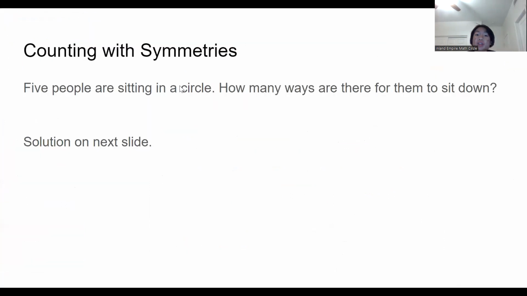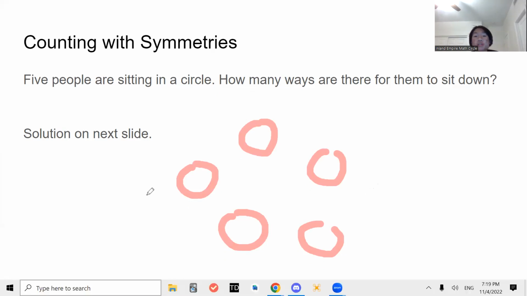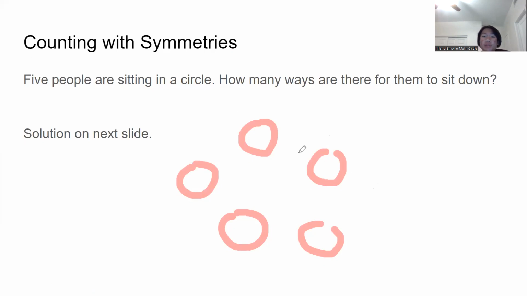So there are 5 people sitting in a circle. How many ways are there for them to sit down? This is an interesting problem, right? Let me draw out the problem so you can all visualize this. We're going to have 5 spots. There's 1, 2, 3, 4, and 5. So there are 5 spots in the circle, right? How many ways are there for 5 people to sit down?